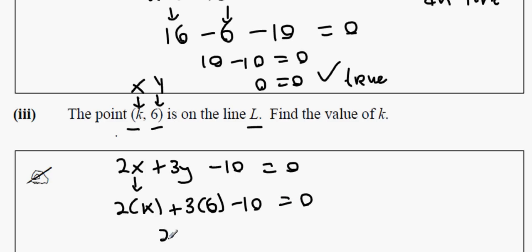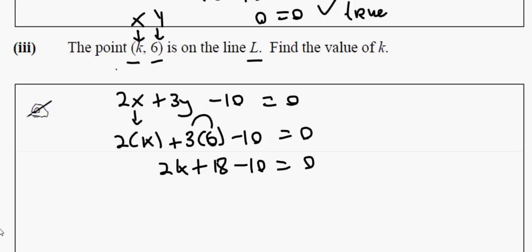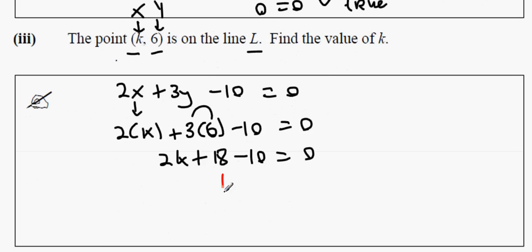2k plus 18, 3 multiplied by 6 is 18, minus 10 equals 0. Now remember, you have to add the two normal numbers together, okay? So what we're going to get is 2k plus 8 equals 0. Now we want to get the k on its own. To get the k on its own, we bring the 8 over to the other side. So we're going to get 2k equals minus 8.